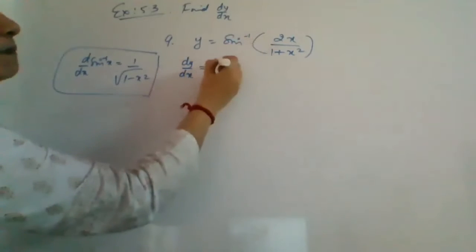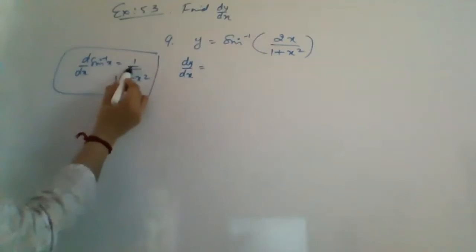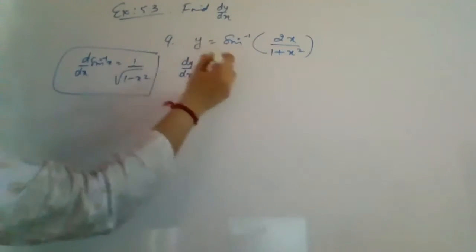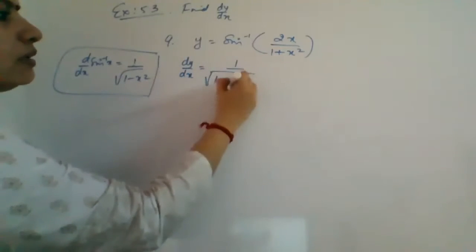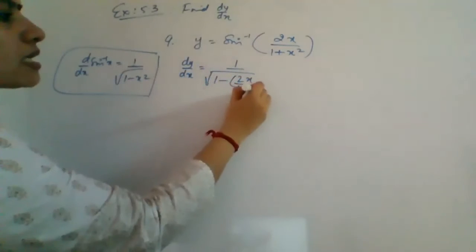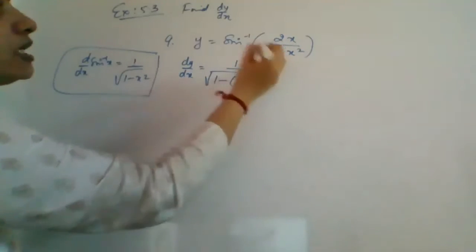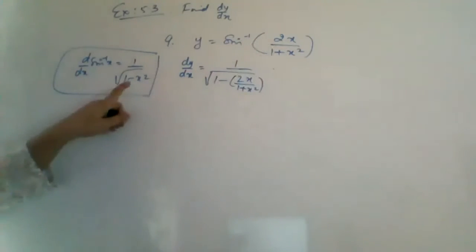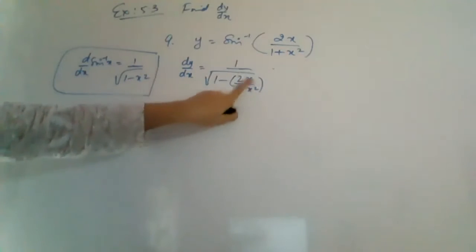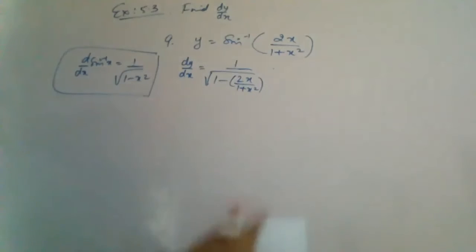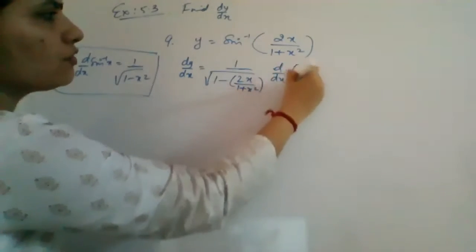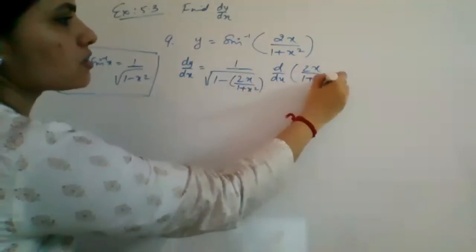And this will give you sine inverse of x is 1 by root of 1 minus x squared. So sine inverse of something means 1 by root of 1 minus that something, which is 2x by 1 plus x squared into, since it is not x. If it was x, we can stop here. Since it is not x, we have to write the derivative of 2x by 1 plus x square also. D by dx of 2x by 1 plus x square also.